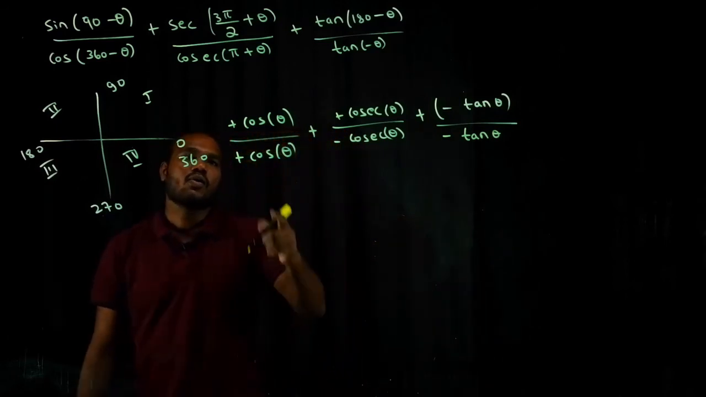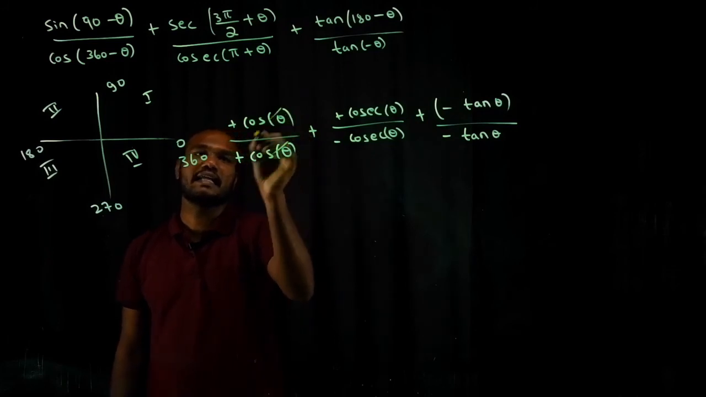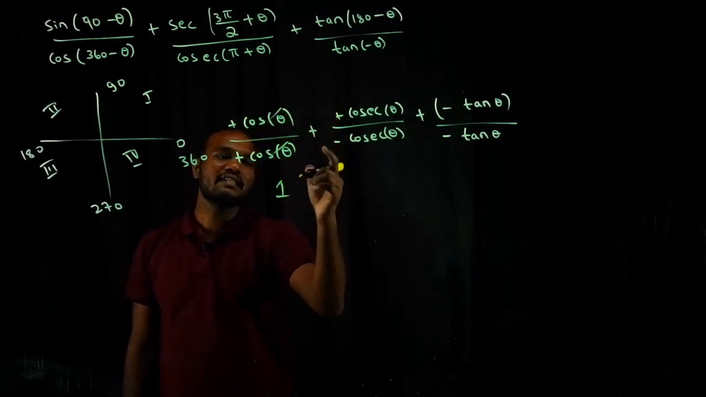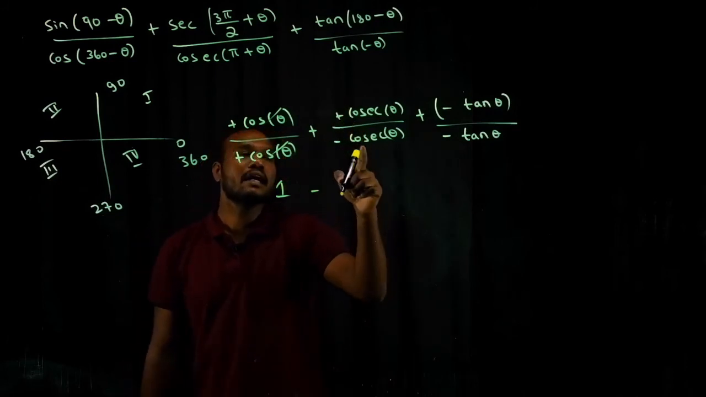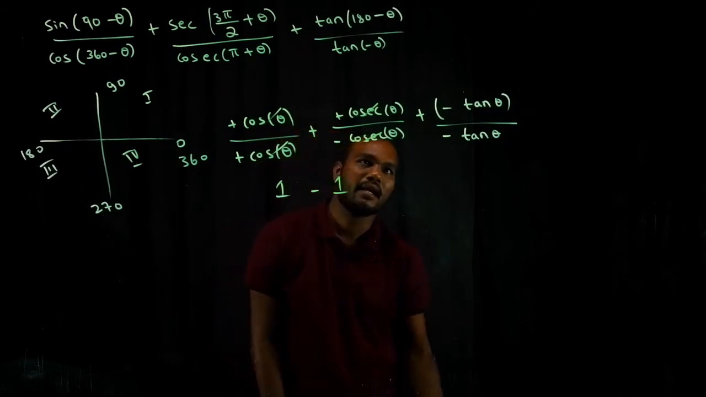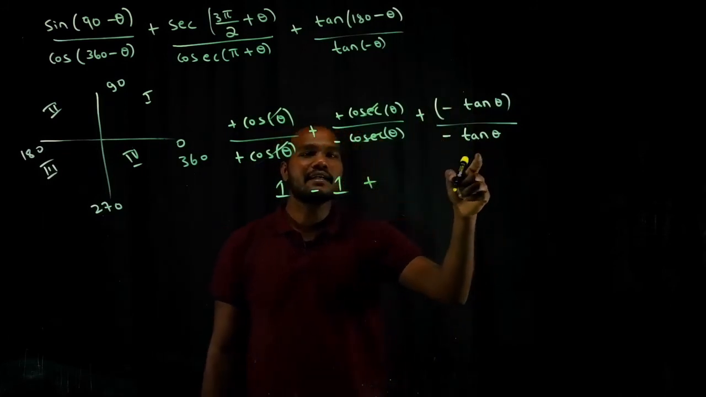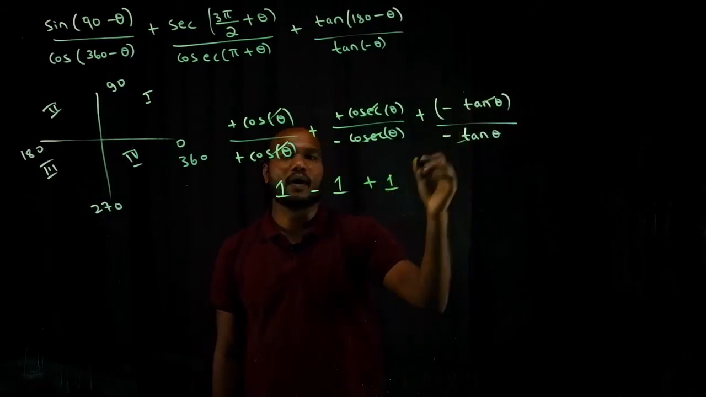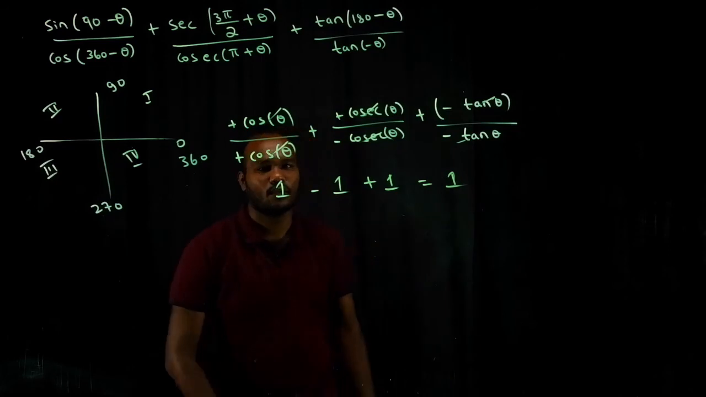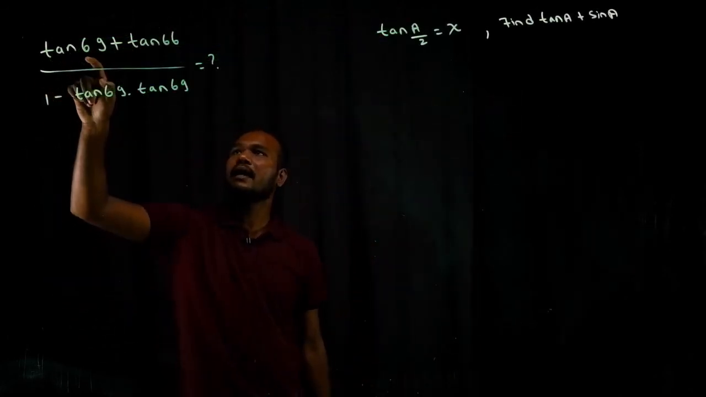Now see here, cos theta by cos theta get cancelled, so I'll have 1 plus into minus is minus cosecant theta by cosecant theta, that again get cancelled, I will also remain it as 1. So minus and minus get cancelled, I have to take plus, tan theta get cancelled, I'll remain with 1. So 1 minus 1 is 0, plus 1 is 1. So answer is 1.